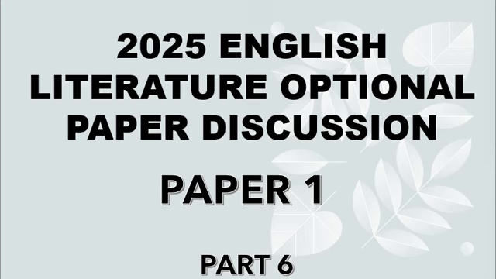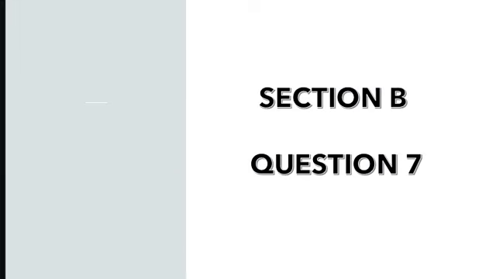Hello everyone. This is part 6 of the paper discussion. We were discussing paper 1 of English Literature Optional 2025 and we have discussed question number 6. So today we'll be discussing question number 7, paper 1, part B. So this is what we are going to discuss today, section B, question number 7.